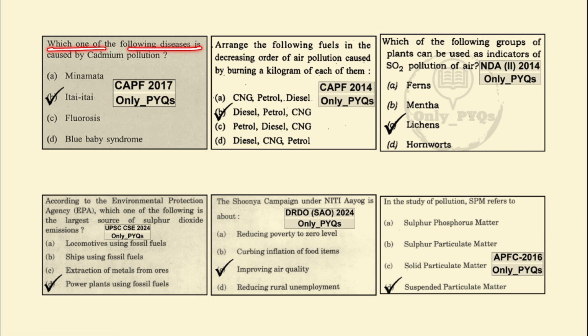Which one of the following diseases is caused by cadmium pollution? It is Itai-Itai. Arrange the following fuels in the decreasing order of the air pollution caused by burning a kilogram of each of them. It is diesel, followed by petrol, followed by CNG. Which of the following groups of plants can be used as indicators of SO2 pollution of the air? It is the lichens.